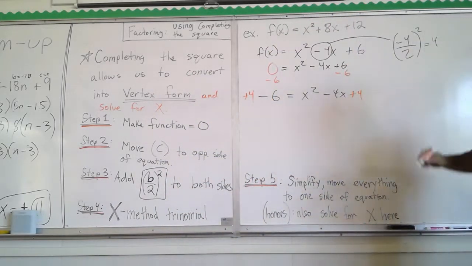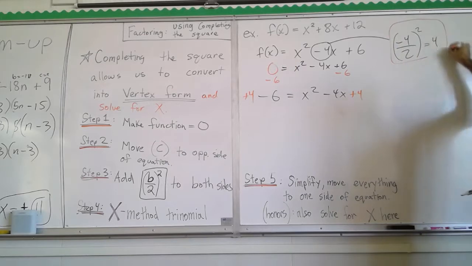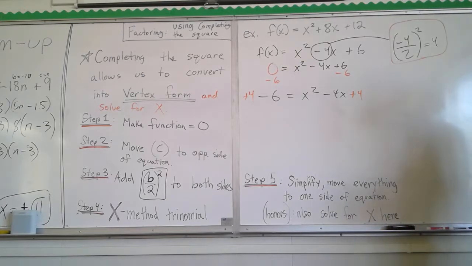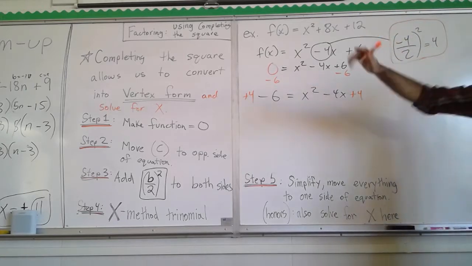So I heard a question, why do we do this? Because we're trying to find that new c value that creates a perfect square. Yes. Divide by 2. This is part of the function of completing the square.